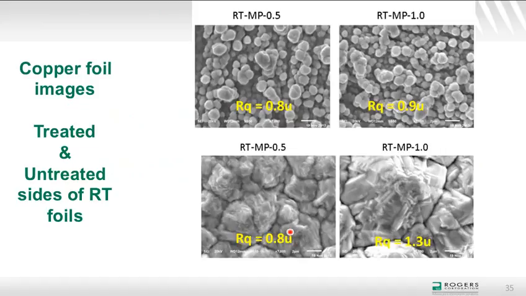So remember what we'll be comparing here. This is the treated side with the nodules for this certain half-ounce reverse-treated medium profile foil. There is a similar grade, but at 1 ounce. These were the measured values of RQ. And in particular, on the 1 ounce, you'll see that the RQ in the treated side is 0.9 microns, which is less than the measured RMS roughness of the untreated side, but again with this very different structure.